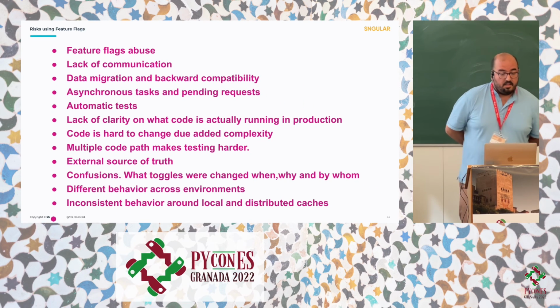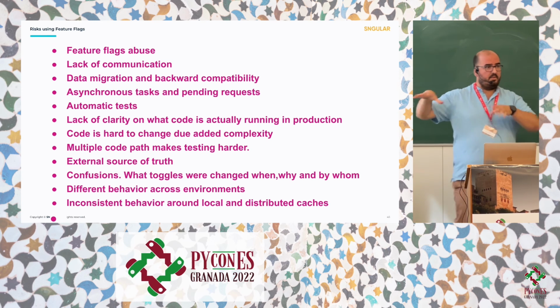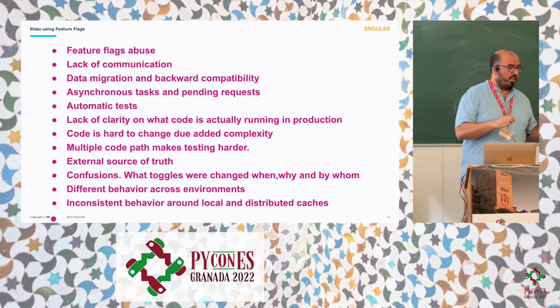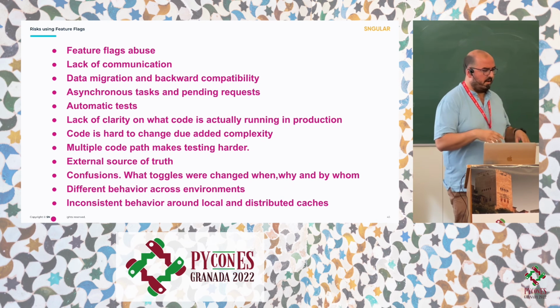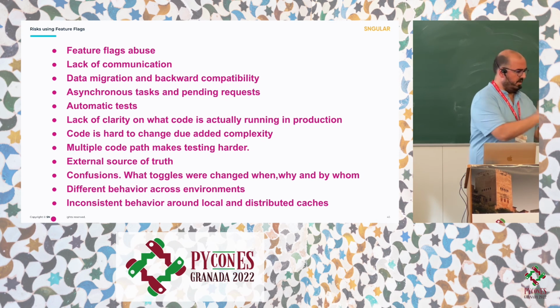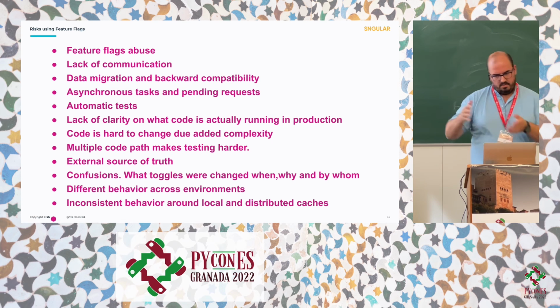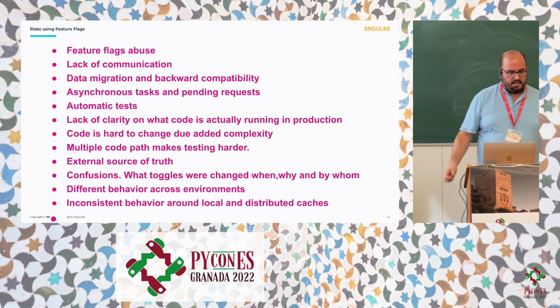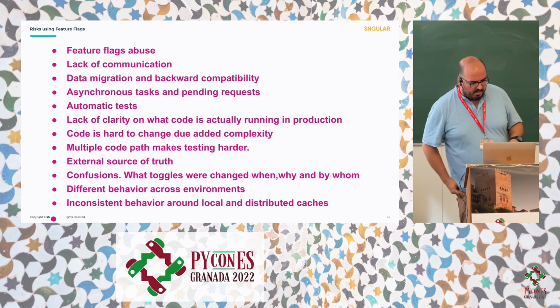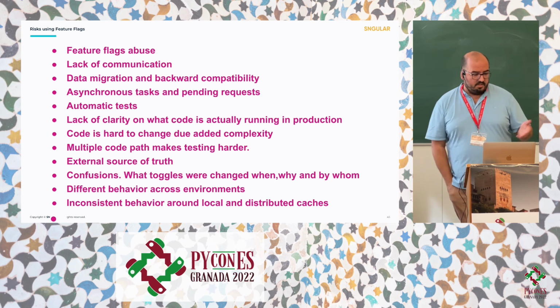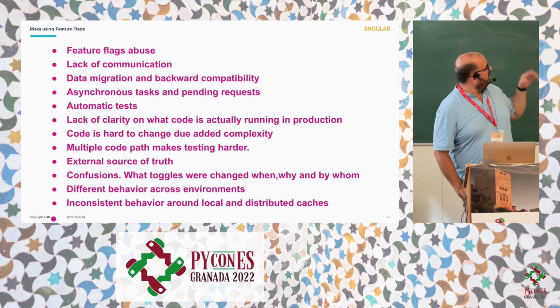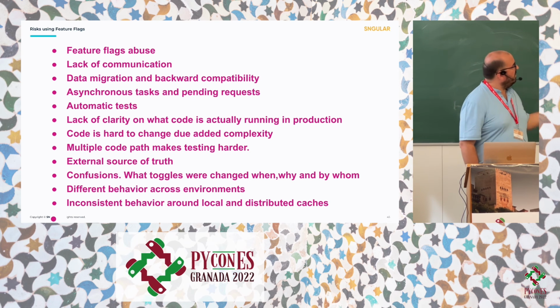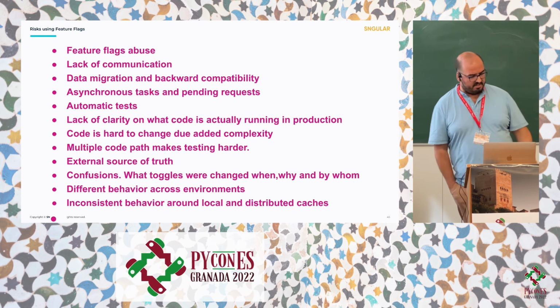There is an external source of truth. You have a board outside of your system. If you use a third party, you have a board, and that board says when the feature flag is running, and that is not in your code. You have your IDE open, and also your web browser on the other side, and you need to keep checking. Confusions, people modifying, different behavior between pre-production, production, testing, local, and the catches I told.